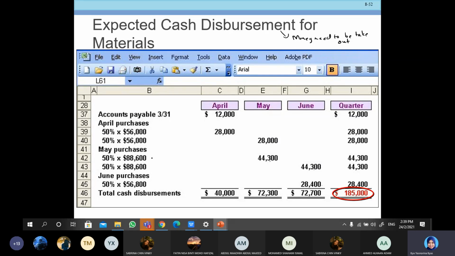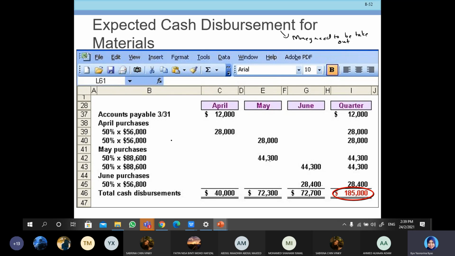How do we get this? Production unit times direct material per unit times 40 set. Then how about June purchase? June purchase 50% will be times the total of June. Then we will get the total money that we have to disburse for this quarter. So it's 185,000. Do you understand, Sabrina?